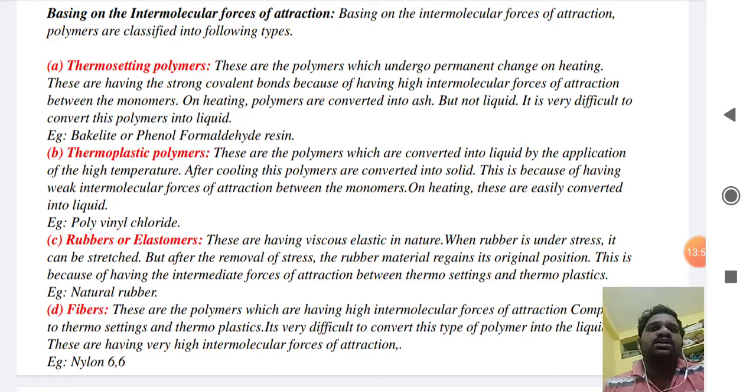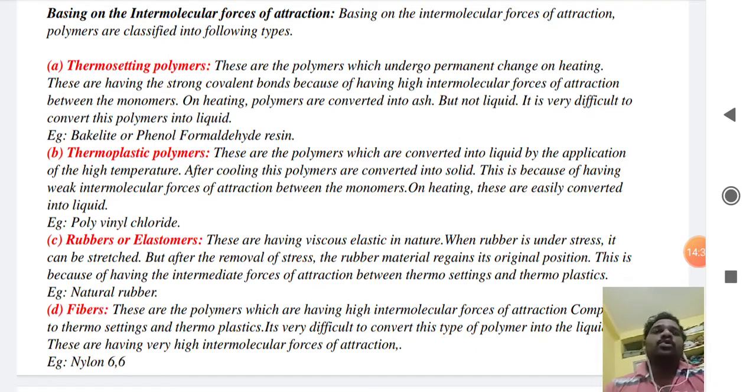The main reason is that thermoplastic polymers have weak intermolecular forces between the monomeric units. Because of the weak intermolecular forces, on the application of high temperature the bonds between the monomers are completely broken, all the monomers are separated, and they are converted into liquid very easily. These are called thermoplastic polymers. The strength of thermoplastic polymers is very low as compared to thermosetting polymers, because of the weak intermolecular force of attraction.